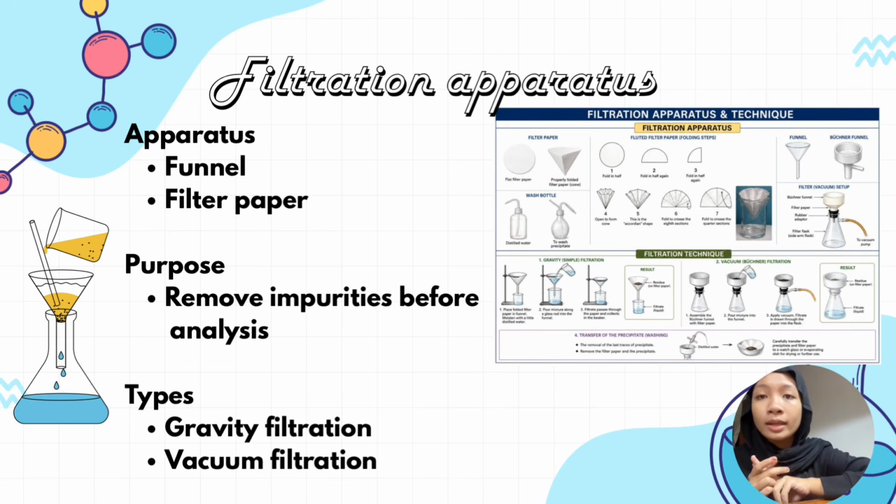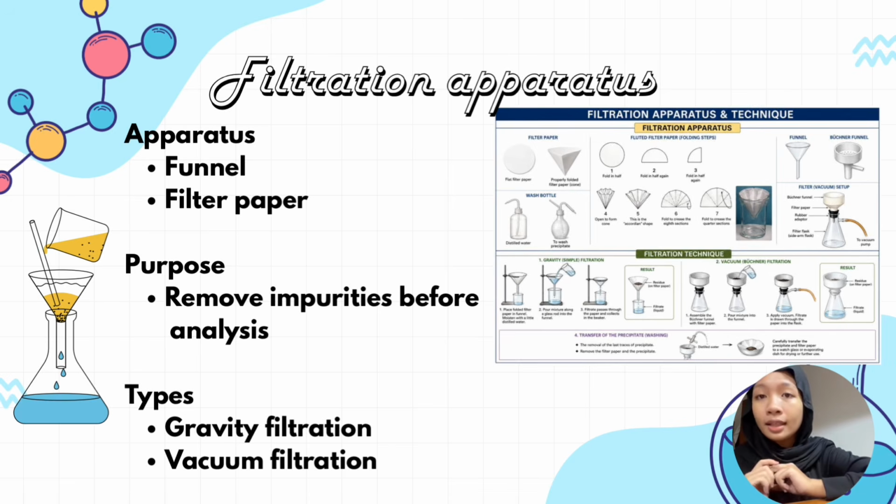There are two main types of filtration. The first type is gravity filtration. In this method, the liquid passes through the filter paper under the force of gravity. It is commonly used to remove impurities from a solution or to collect the filtrate.